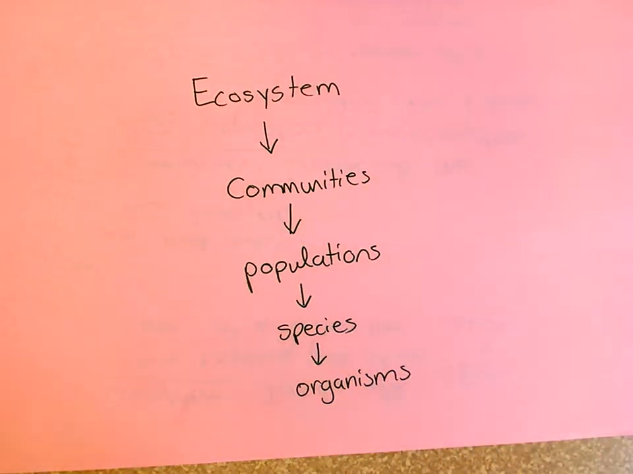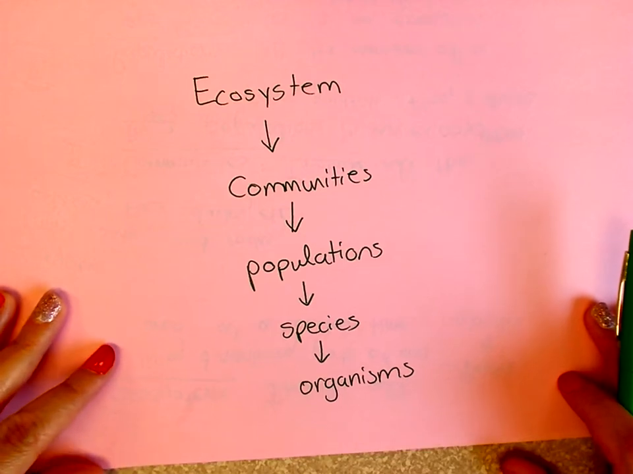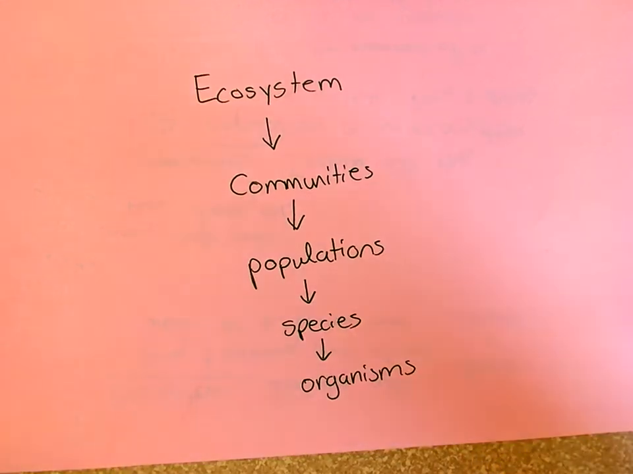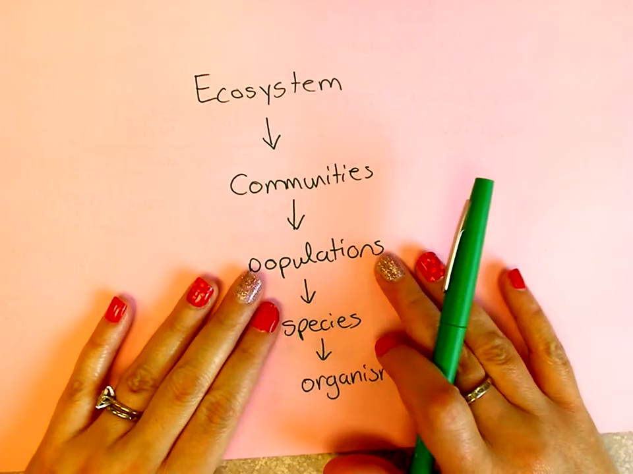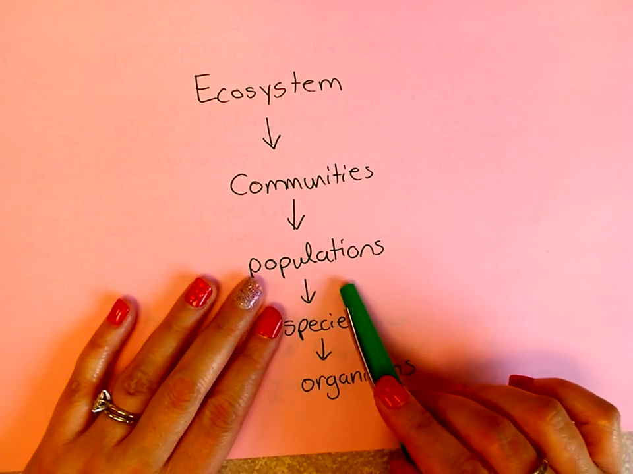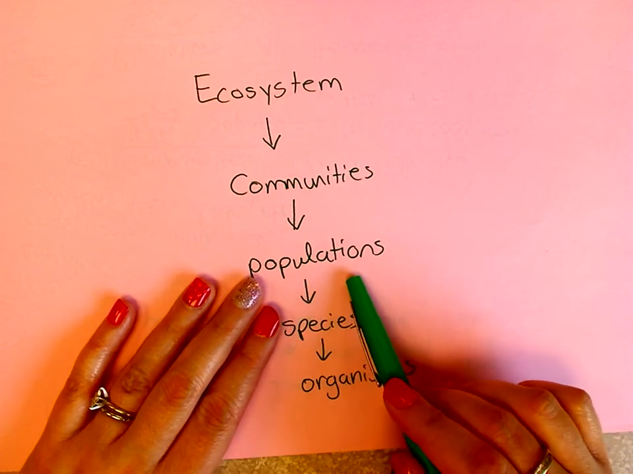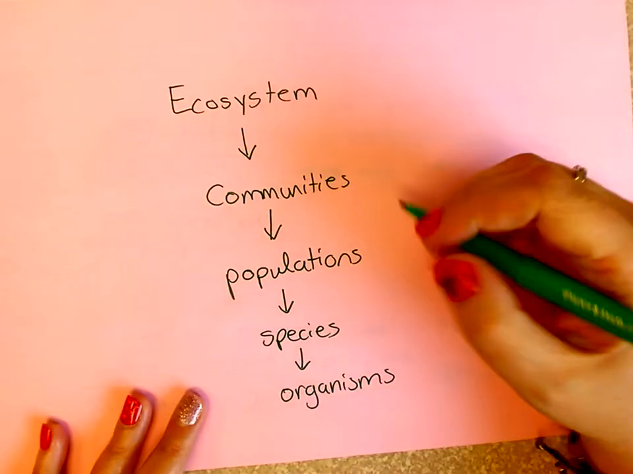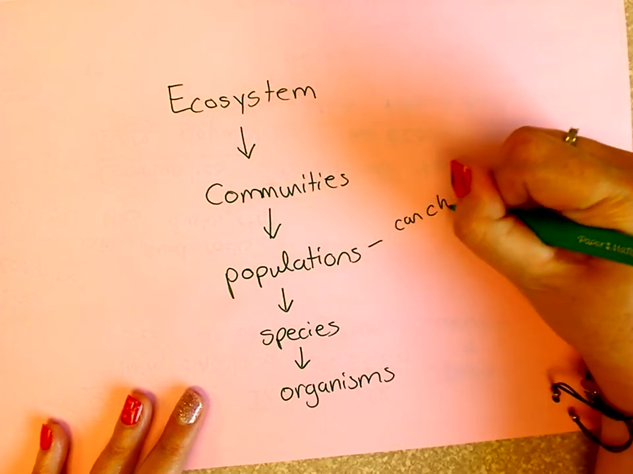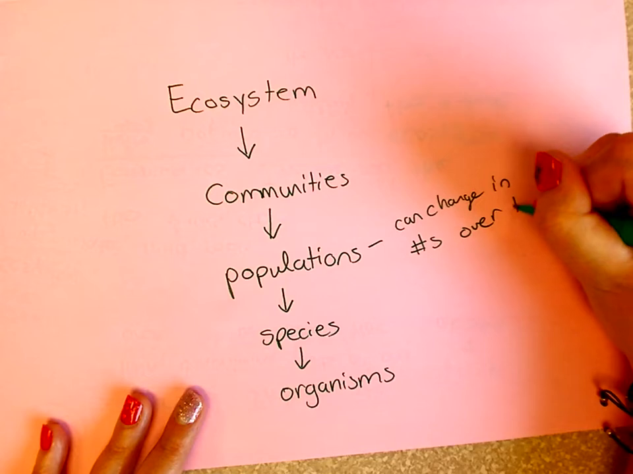So the next thing that we really need to discuss is the fact that ecosystems are very dynamic. That means that they aren't just there, they're going to change in a lot of different ways. So the first way that we need to think about how they change is with their populations. These numbers of different species, these numbers of different individuals are going to change over time for different reasons, okay? So I'll write that to the side. Can change in numbers over time.